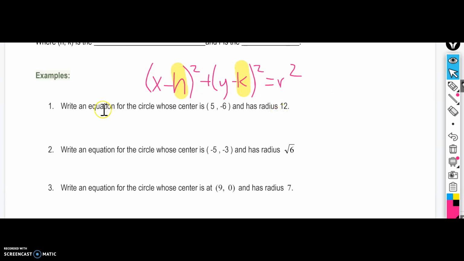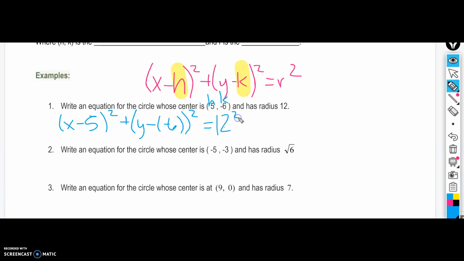So for the first example, it says write the equation of a circle whose center is at 5, -6 and has a radius of 12. So I'm going to take my pen. The center is at 5, -6. So I'm going to substitute that in for h and k. So h is this 5, k is that -6. When I substitute it in, I'm going to get x minus 5 squared plus y minus -6 squared equals r, or 12 squared.